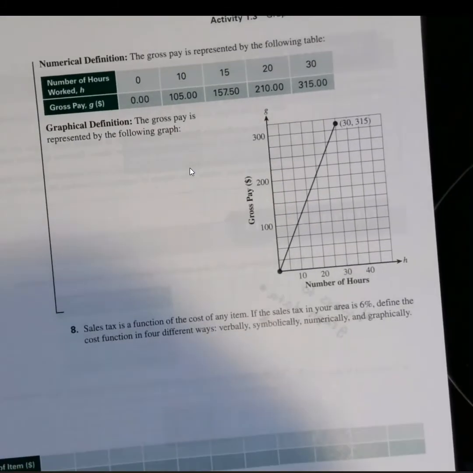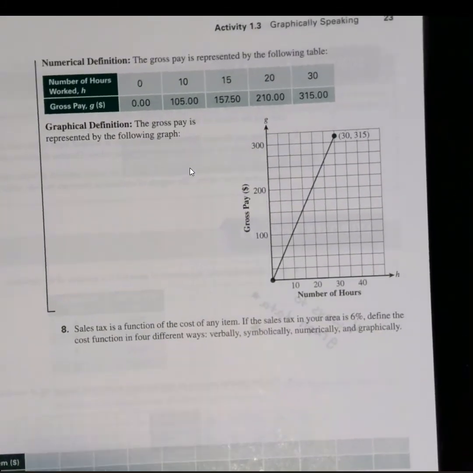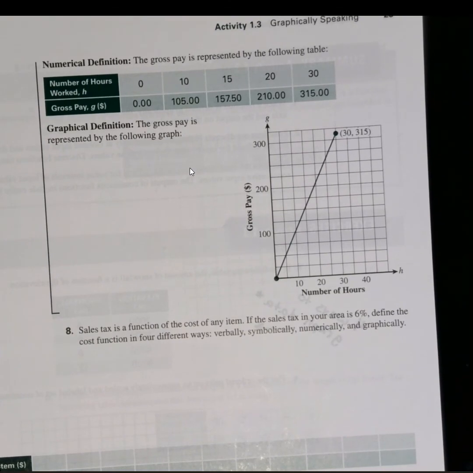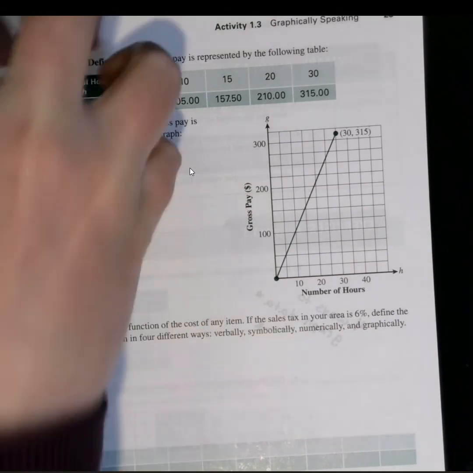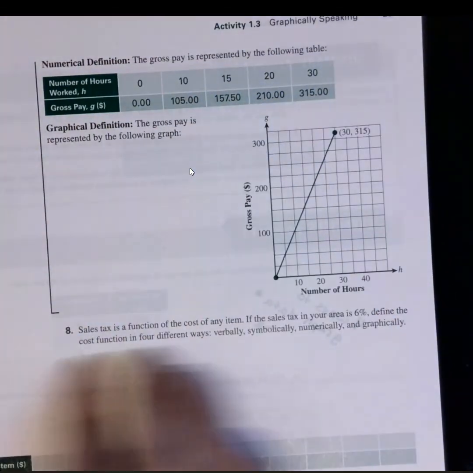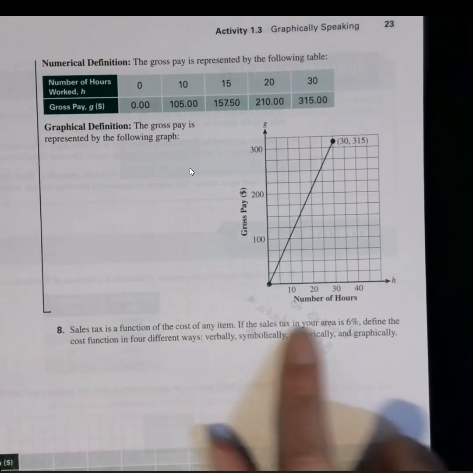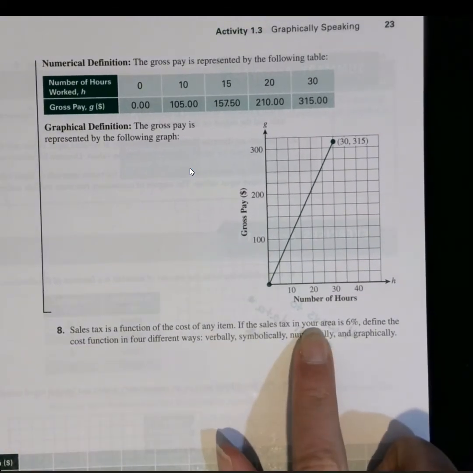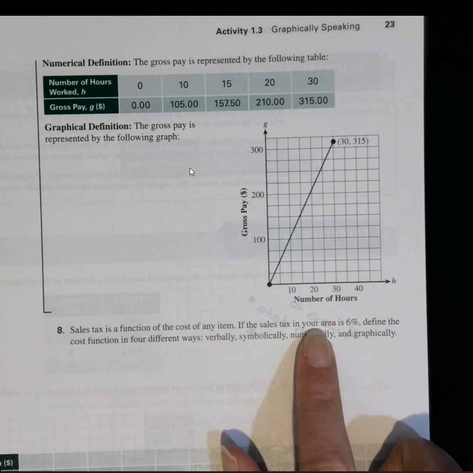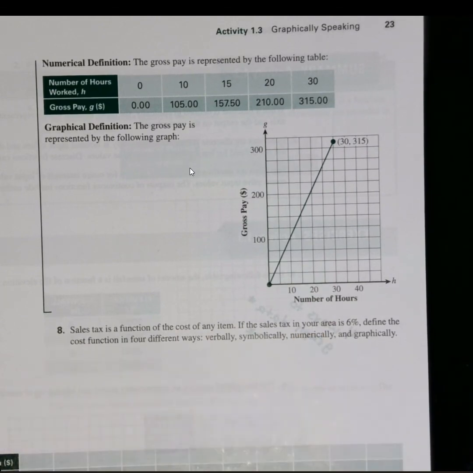Okay. In the last part of our section, we're defining functions as summary, writing functions verbally, symbolically, numerically, and graphically. There is an example here of the hourly pay situation where they did the verbal, the symbolic, the numeric, and the graphical. So we're going to do the same thing with this new situation about sales tax. If the sales tax in your area is 6%, define the cost 4 different ways: verbally, symbolically, graphically, and numerically.